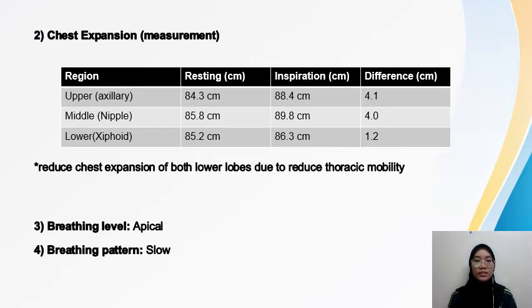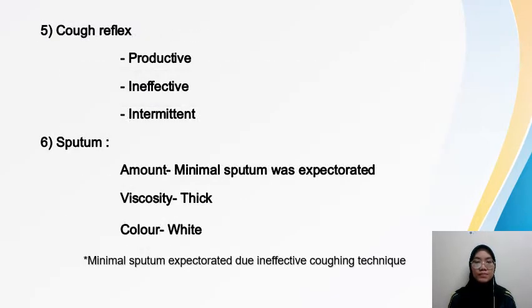For the breathing level, the patient has apical breathing, and for the breathing pattern, the patient has a slow breathing pattern. For the cough reflex, the patient has a productive, ineffective, and intermittent cough. And for the sputum, the patient can expectorate minimal sputum, and the sputum is thick and white in color. Minimal sputum expectorated may be due to ineffective coughing technique.